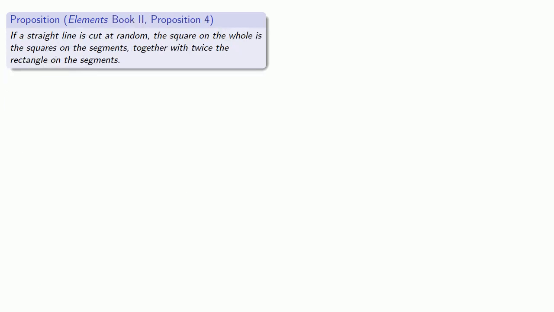A couple propositions later, Euclid proves an important one. If a straight line is cut at random, the square on the whole is the squares on the segments together with twice the rectangle on the segments. So let AB be our line, and let it be cut at C, someplace at random. So we have the square on the whole.